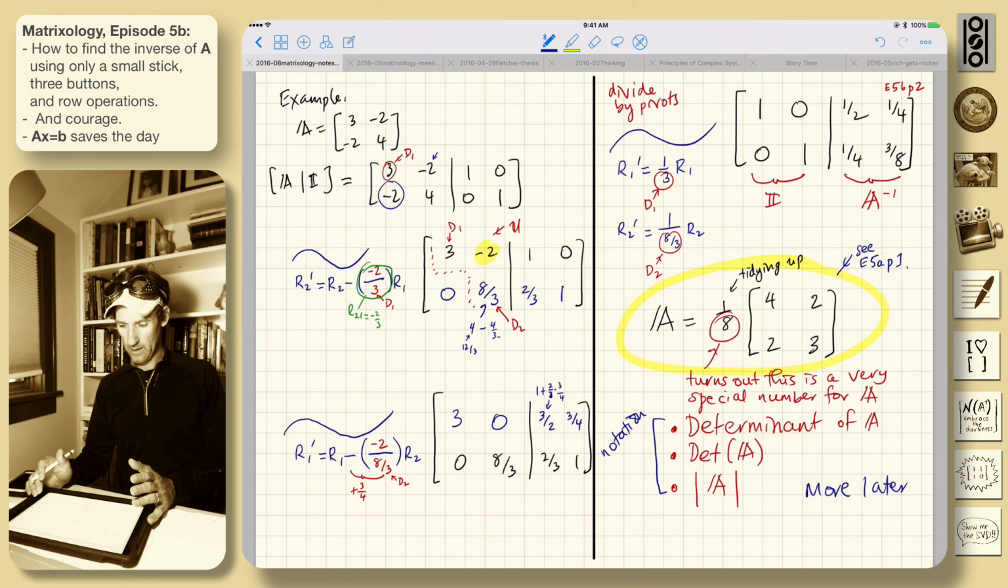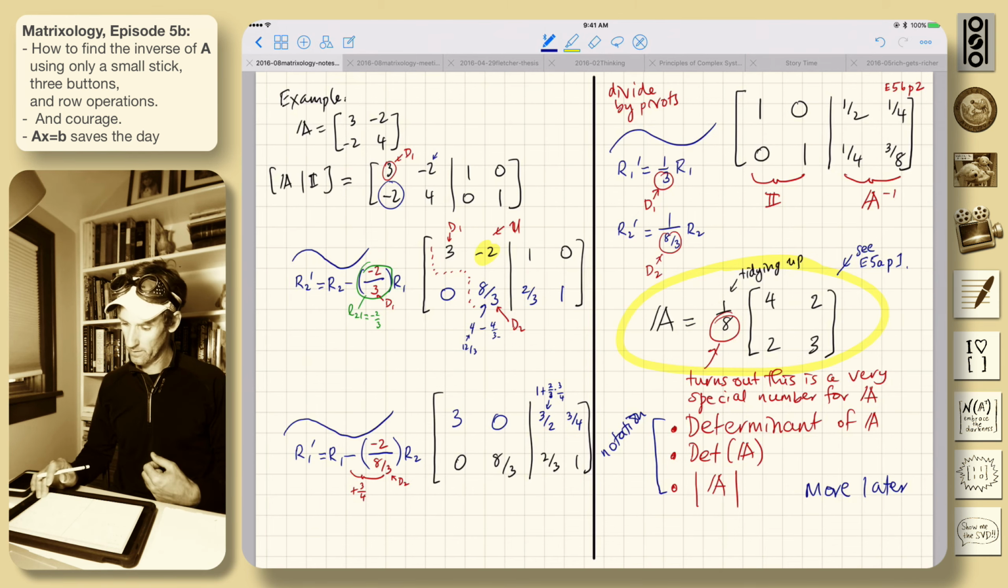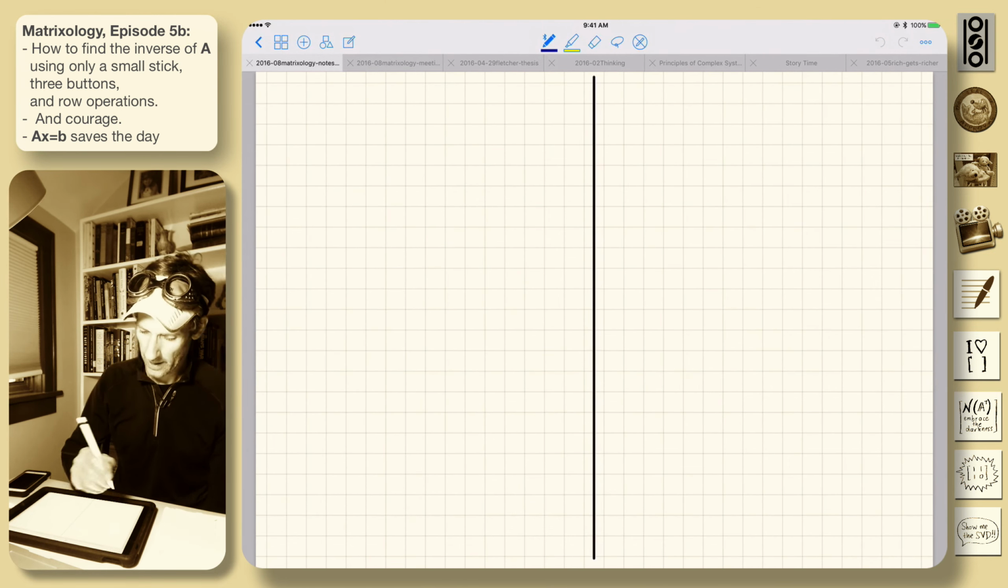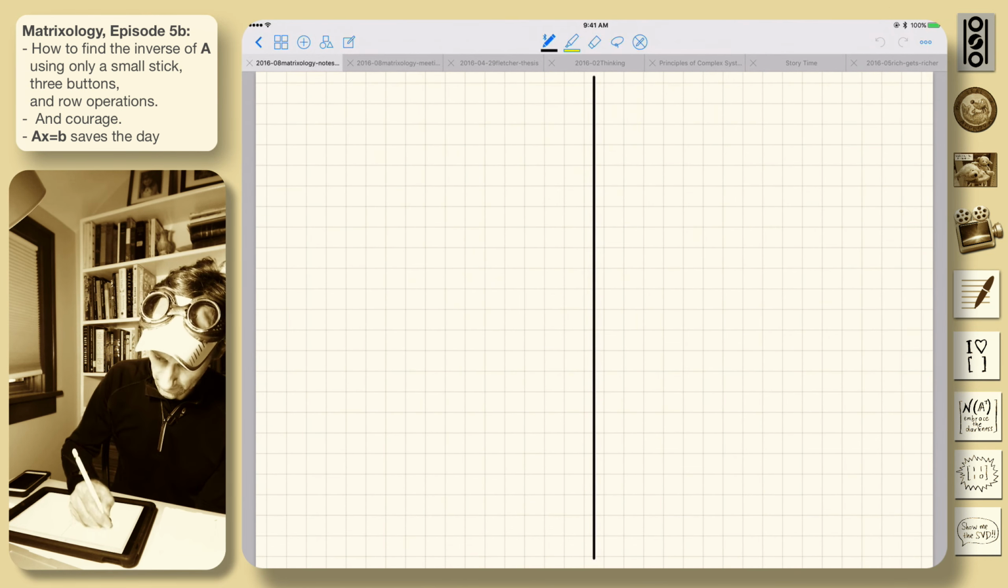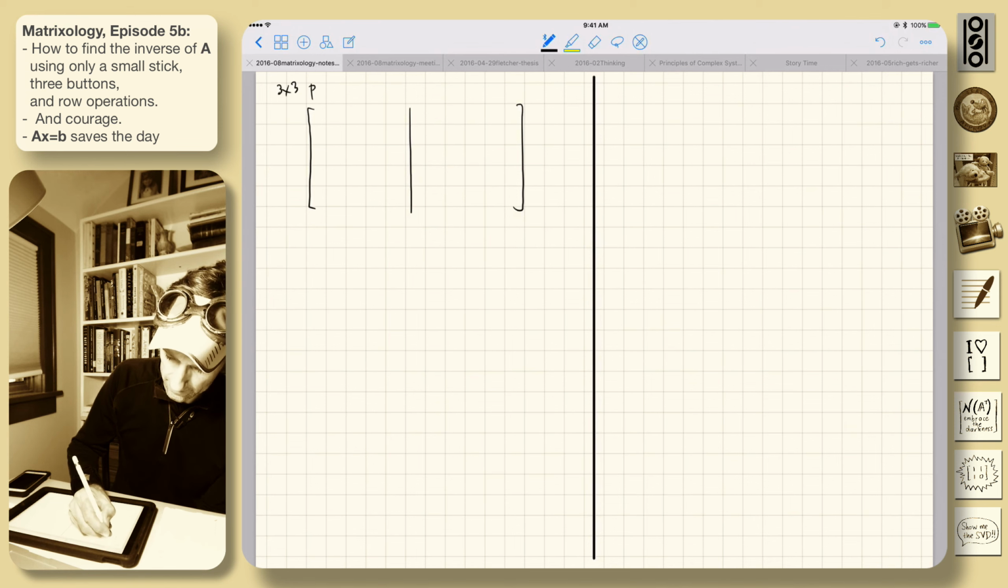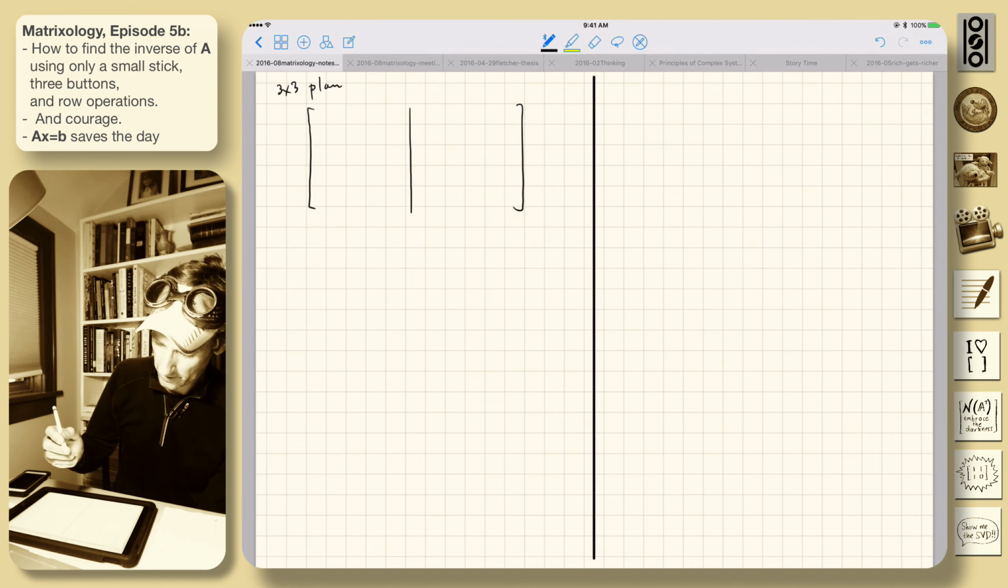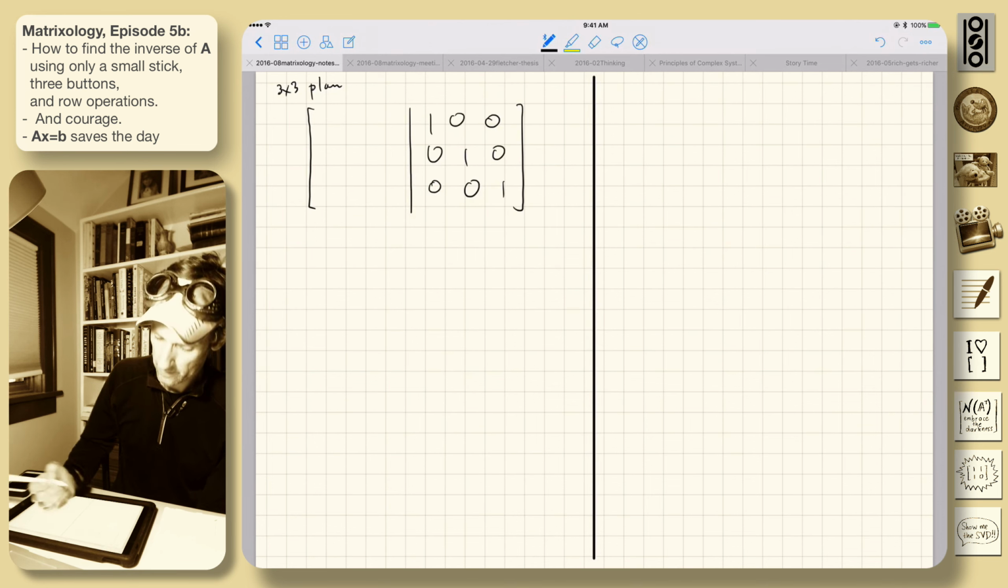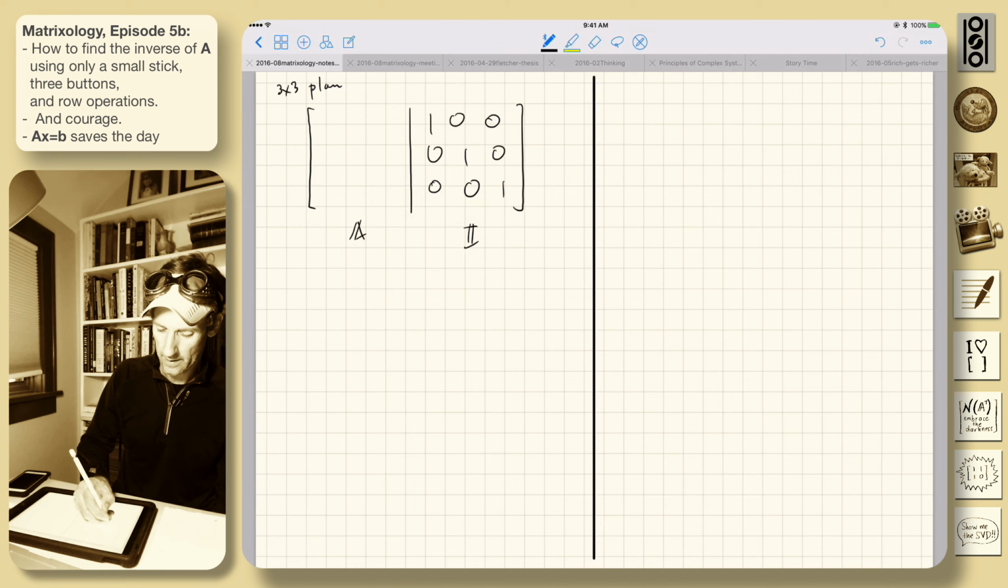Now, if we have 3 by 3, it's more complicated. But we just do the row reduction in the standard way. Maybe I'll just outline quickly how that works. I won't give you an example. The 3 by 3 plan: we'll set it up like this. Put our identity matrix here, next to A.